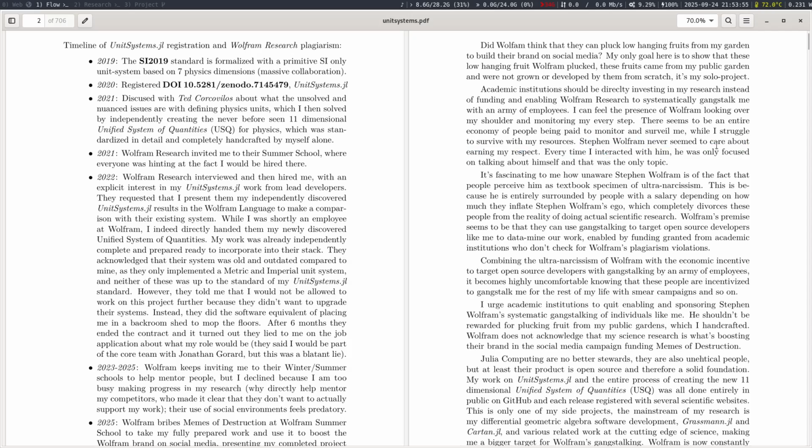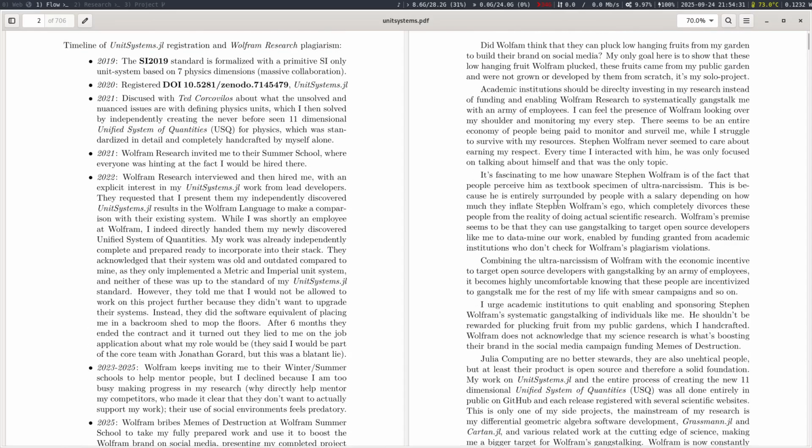Stephen Wolfram never seemed to care about earning my respect. Every time I interacted with him, he was only focused on talking about himself, and that was basically the only topic. So it's kind of like what you would imagine talking with Stephen Wolfram would be. It's him just talking about himself, basically, as far as what I've collected, the information I've gathered, or what I've experienced firsthand.